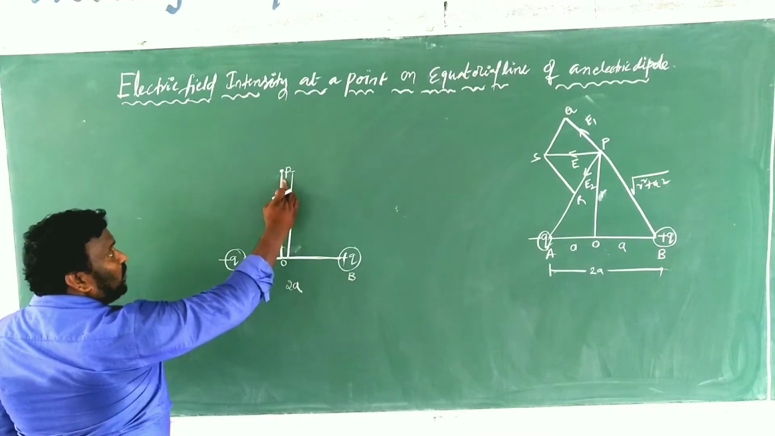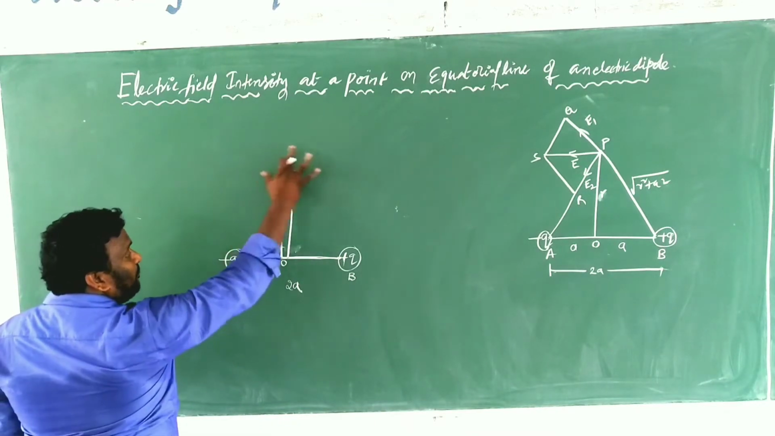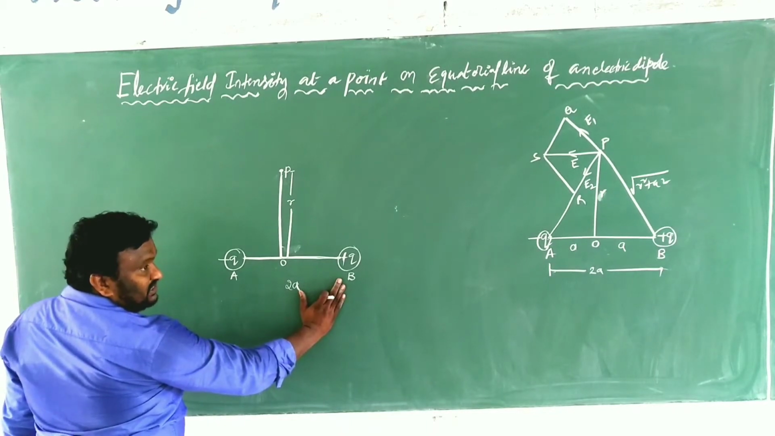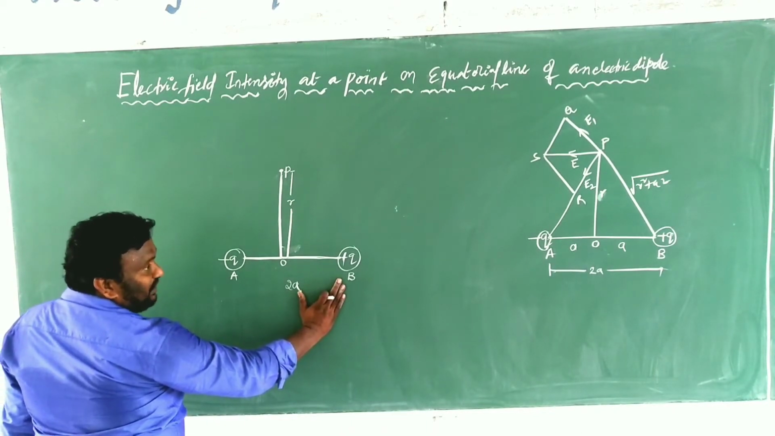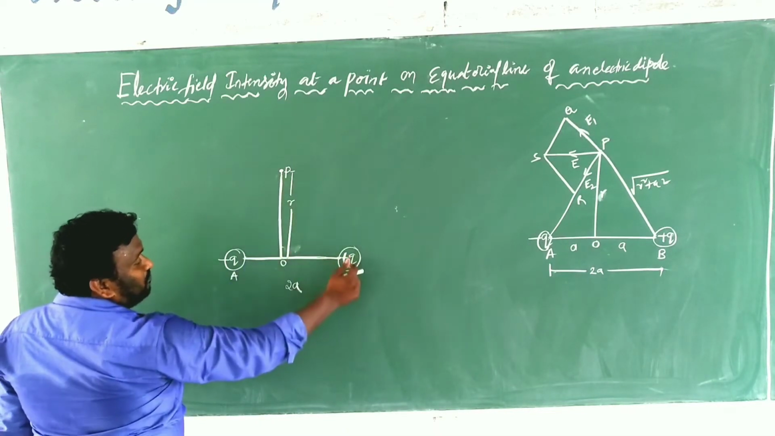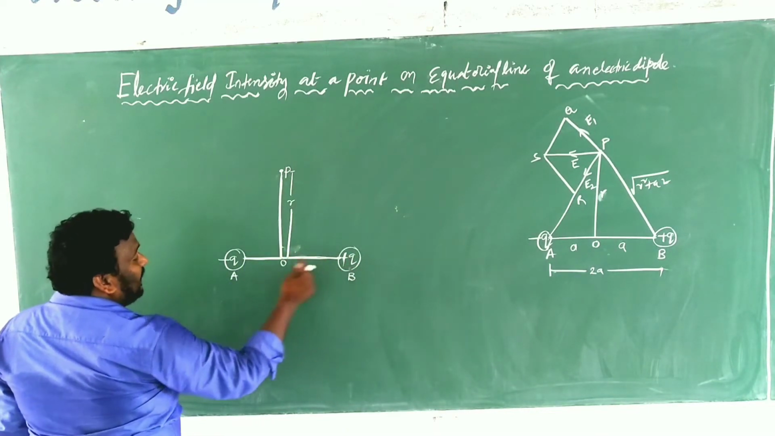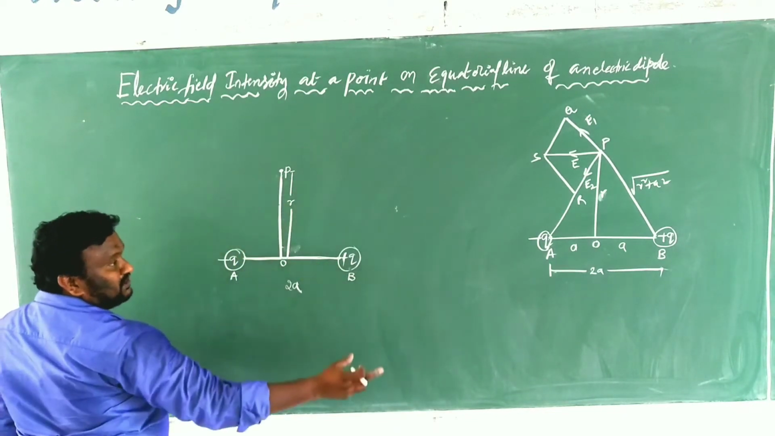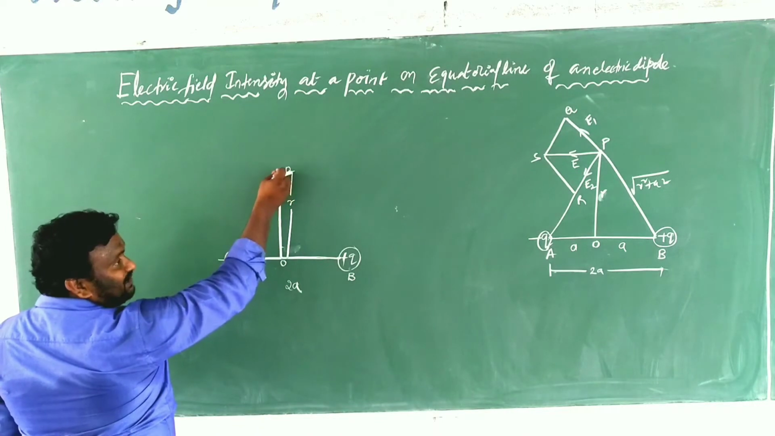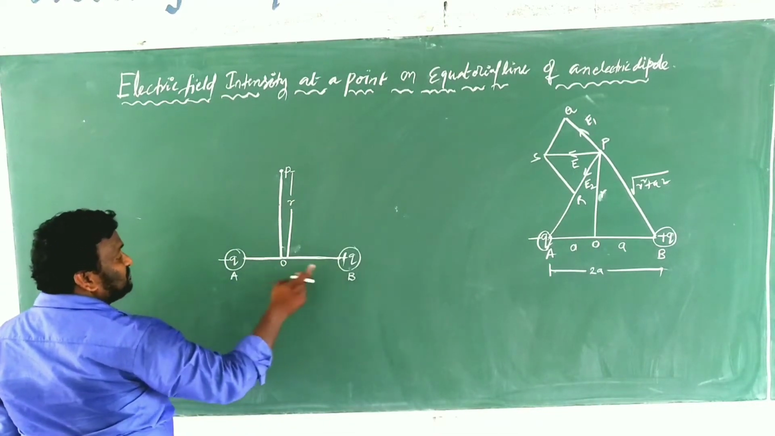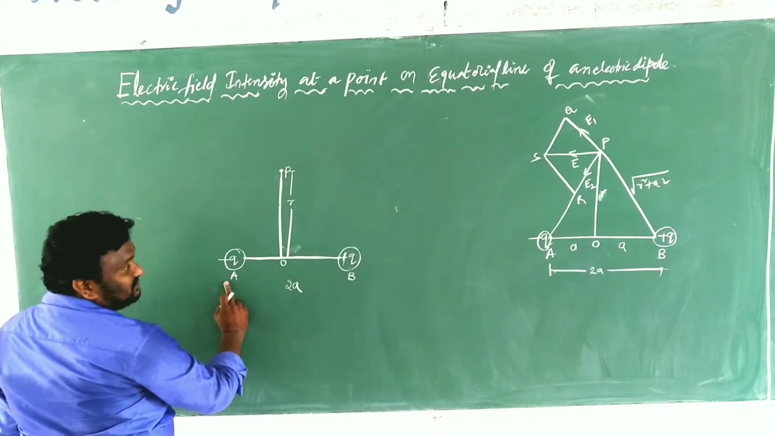Now we have to find the electric field intensity at this point. The point we selected is in the combined field of minus Q and plus Q. That's why it is in the field of the electric dipole. At this point P, the effect of plus Q will be there and minus Q also affects it. If you keep some positive test charge at the point P, it will be affected by both the positive charge and the negative charge.